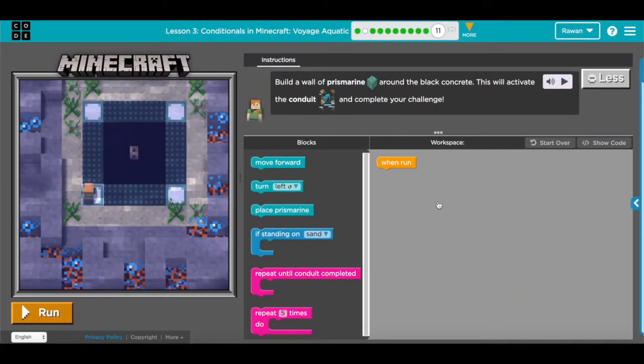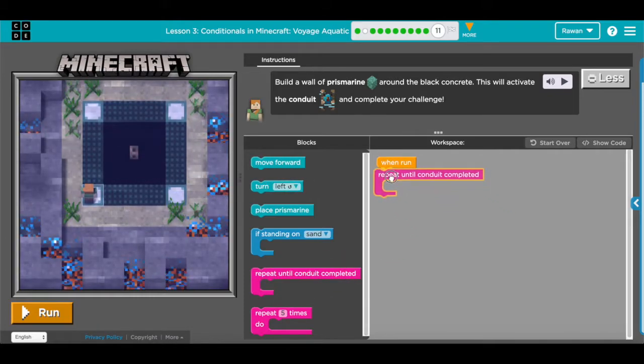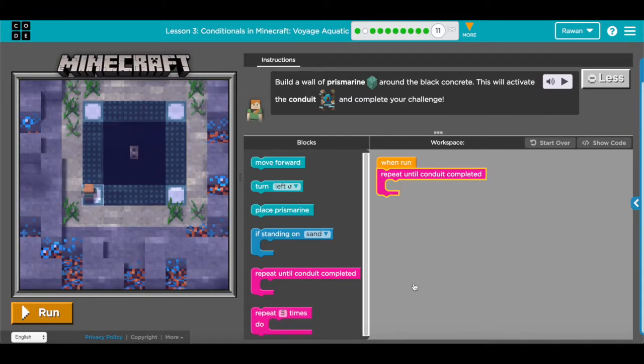In the last level of lesson 3, we have to build a wall of prismarine. What we need to do is to start with the repeat until conduit completed, and then we have to move forward many times. So let's check it out. 1, 2, 3, I think it is. Let's give it a try first.